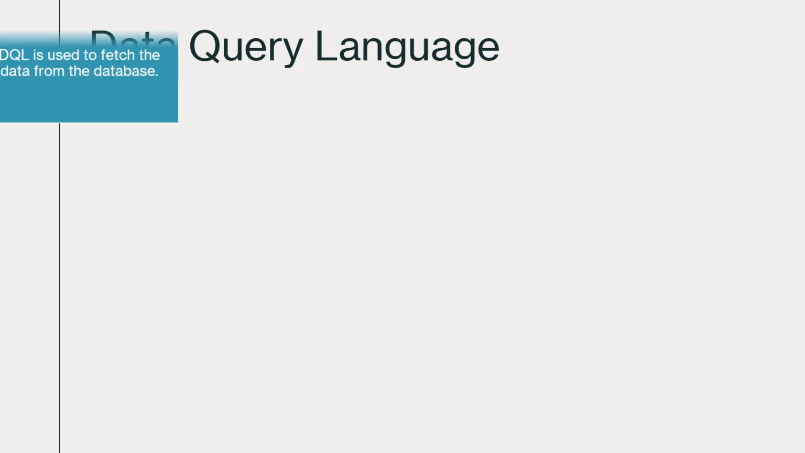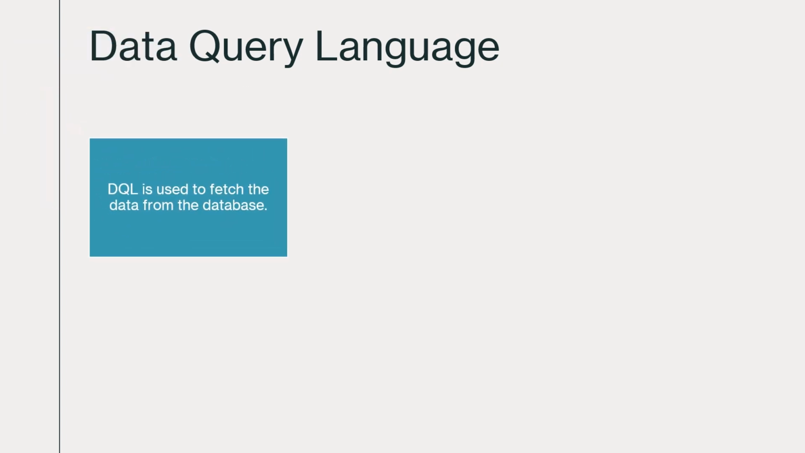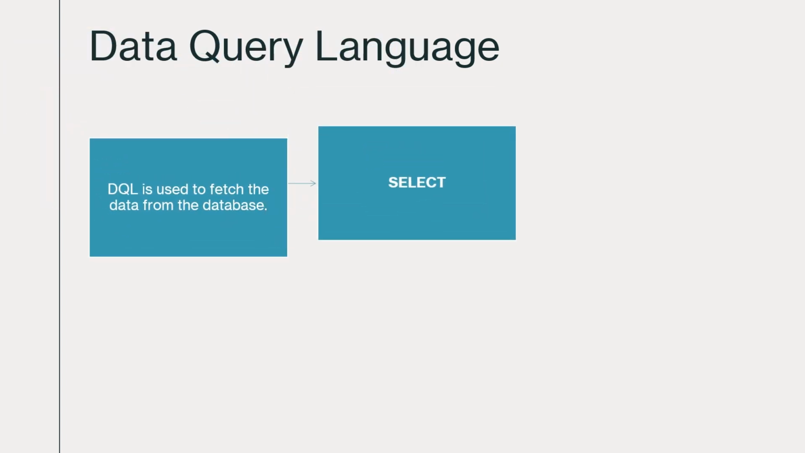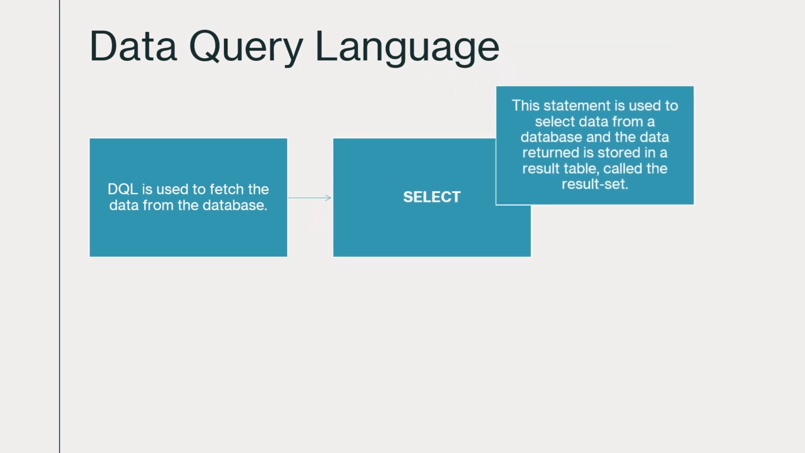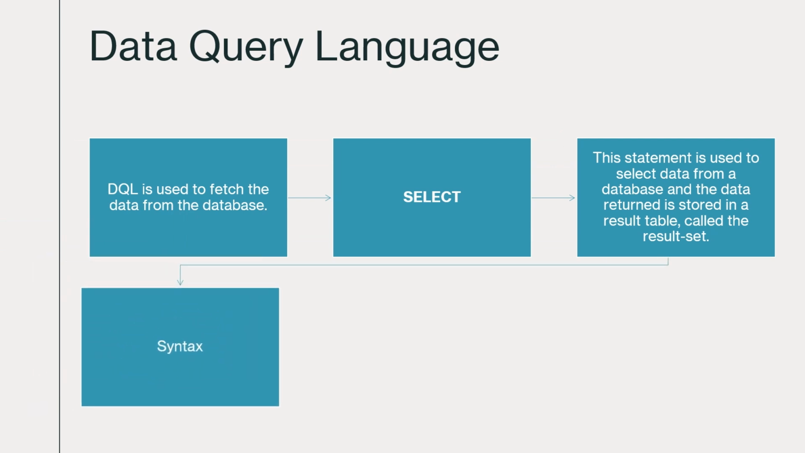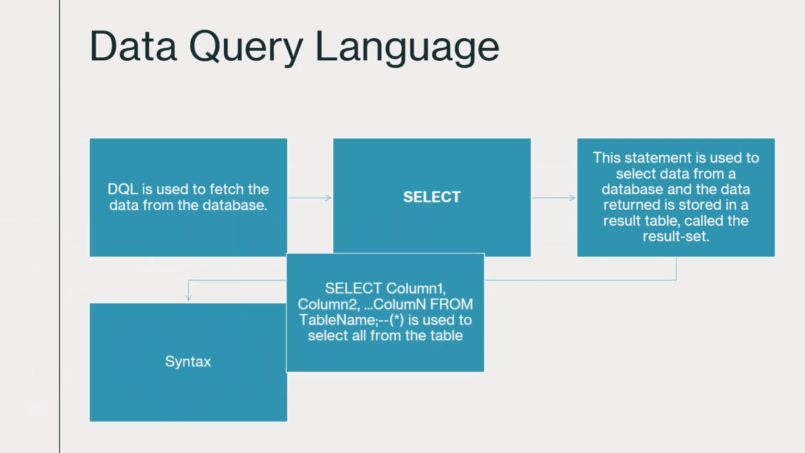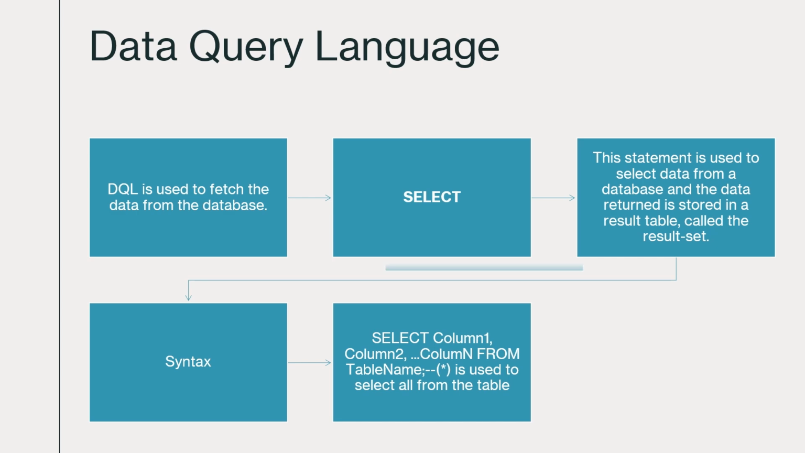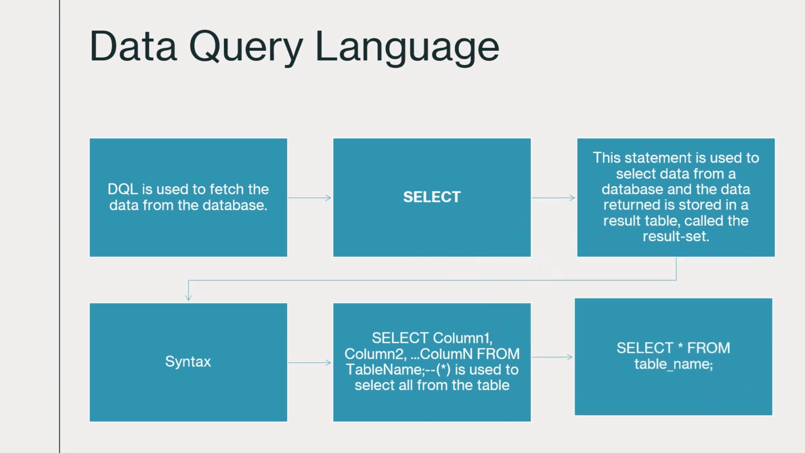Data Query Language. DQL is used to fetch data from the database. Select. This statement is used to select data from a database, and the data returned is stored in a result table, called the result set. Syntax: select column1, column2 from table name. Select star is used to select all from the table.